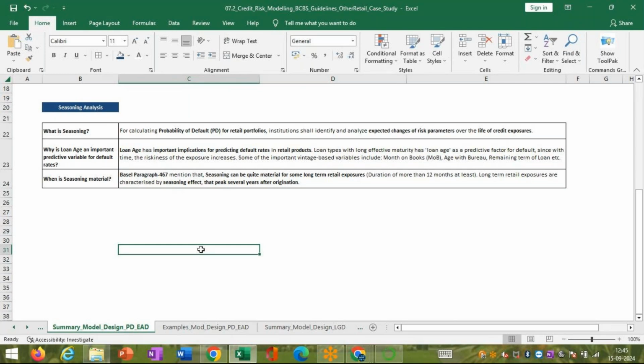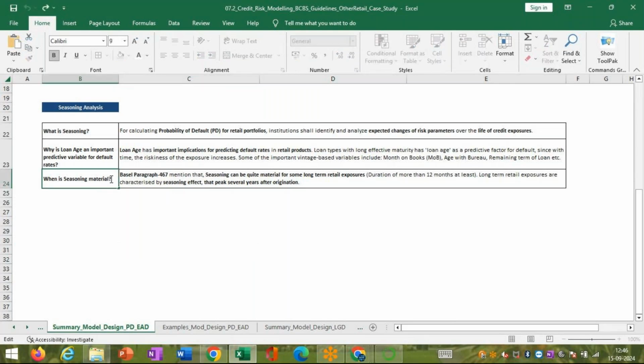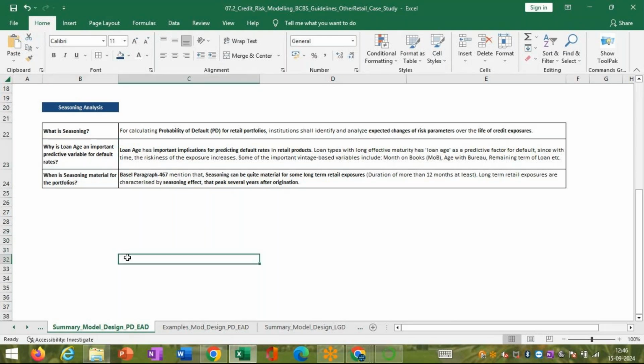Okay. So, continuing from where we stopped before the break, we had discussed what seasoning is, why loan age is an important predictive variable for default rates, and when seasoning is material for portfolios. These are the three broad questions that we have asked ourselves.